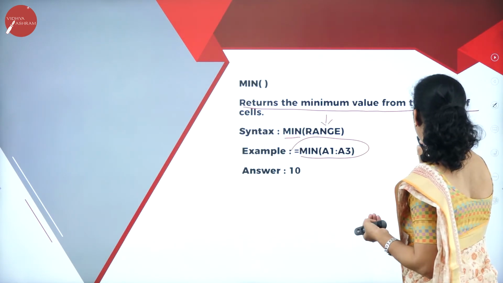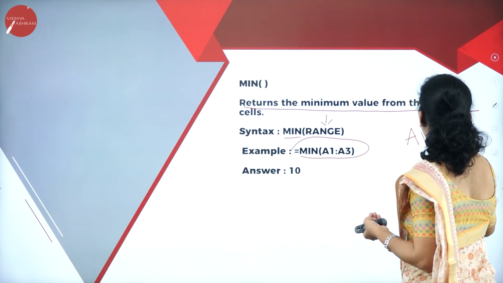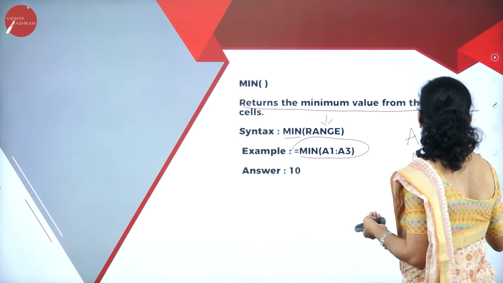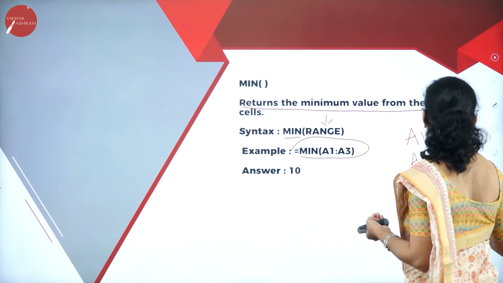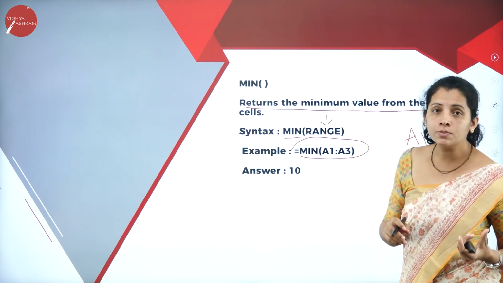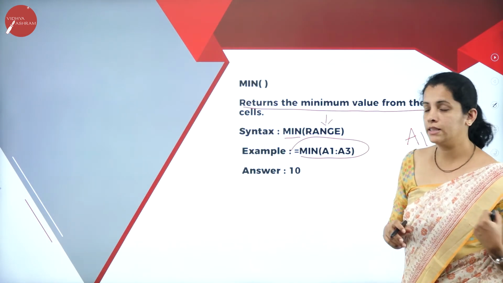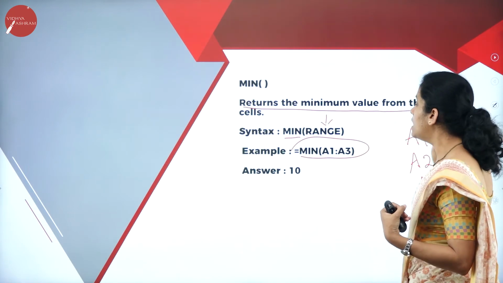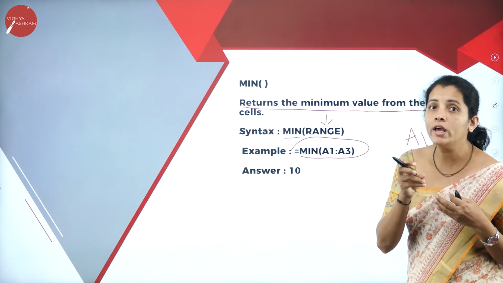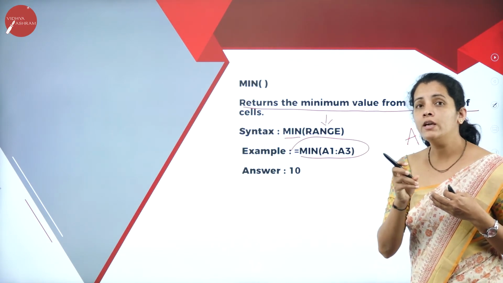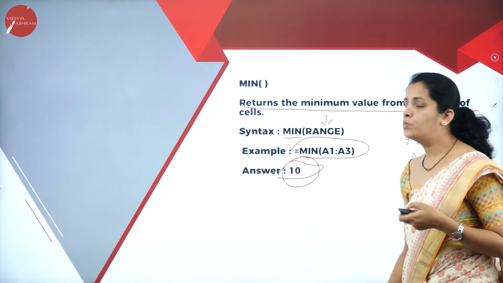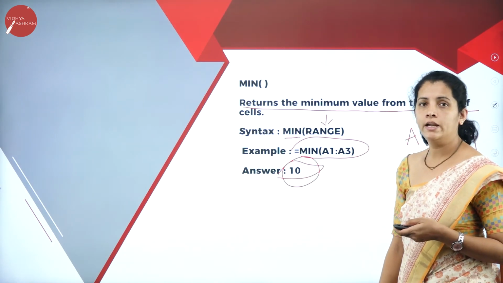Consider the example here. Think that A1 holds 10, A2 contains 20 and A3 contains 30. Out of these three values, which is the smallest value I'm going to have? That is nothing but the 10. Now, this min function returns the smallest or lowest value from the specified range. So, what is the output I'm going to get? That is nothing but the 10.